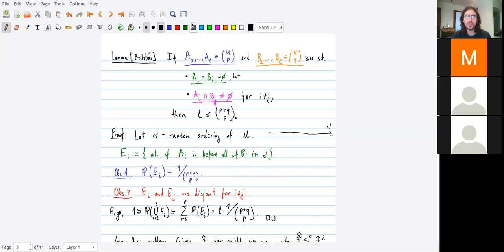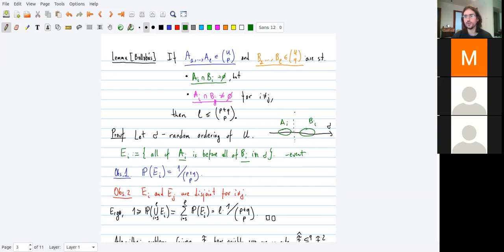If I look at some particular AI and particular BI, then it may happen that in this ordering the whole of AI is before the whole of BI. I can put a line between them so that all of AI is before the line and all of BI is after the line. Let this be event EI. So this is an event in my probabilistic space. What is the probability that this happens?